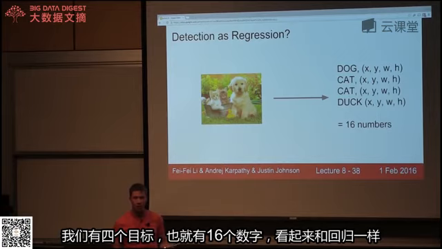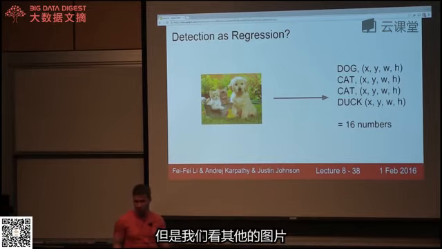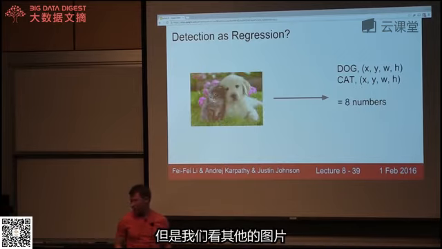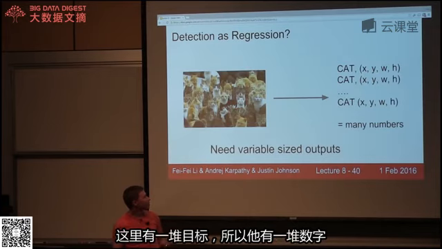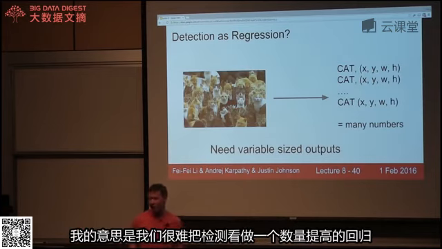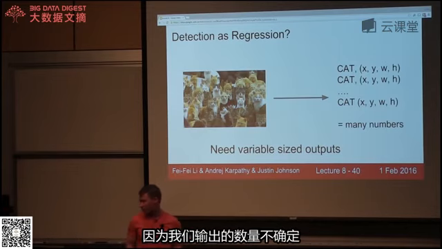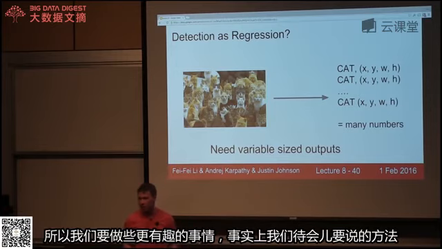We have 16 numbers. That looks like regression, right? Image in, numbers out. But if we look at another image, this one only has 2 things coming out, so it has 8 numbers. If we look at this one, there's a whole bunch of cats, so we need a bunch of numbers. So it's kind of hard to treat detection as straight up regression because we have this problem of variable sized outputs. So we're going to have to do something fancier.